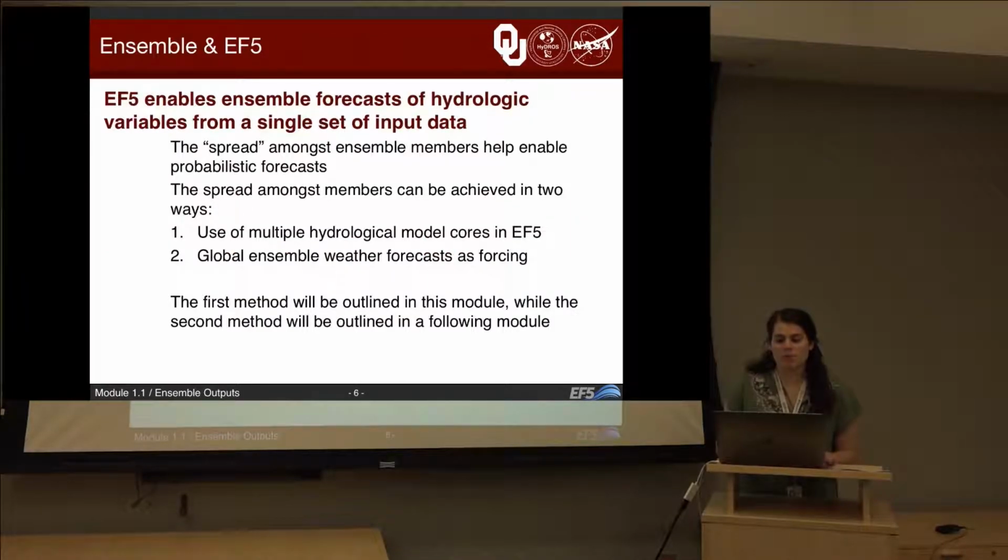EF5 enables ensemble forecasts of hydrologic variables from a single set of input data. This spread amongst ensemble members helps enable probabilistic forecasts. The spread amongst members can be achieved in 2 ways. The first is to use multiple hydrologic models that are contained in EF5, and the second is to actually use global ensemble weather forecasts as the forcing. The first method, using ensemble physics cores, will be outlined in this module, while the second method will be outlined in a following module.